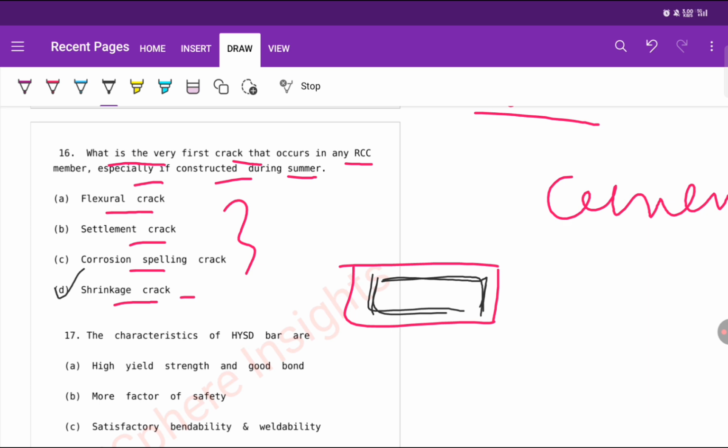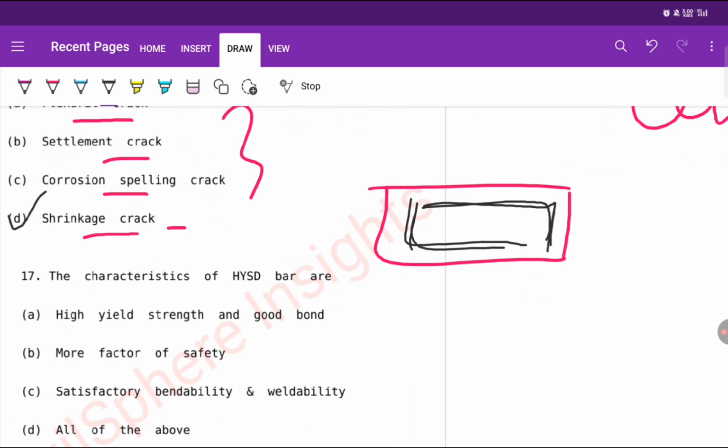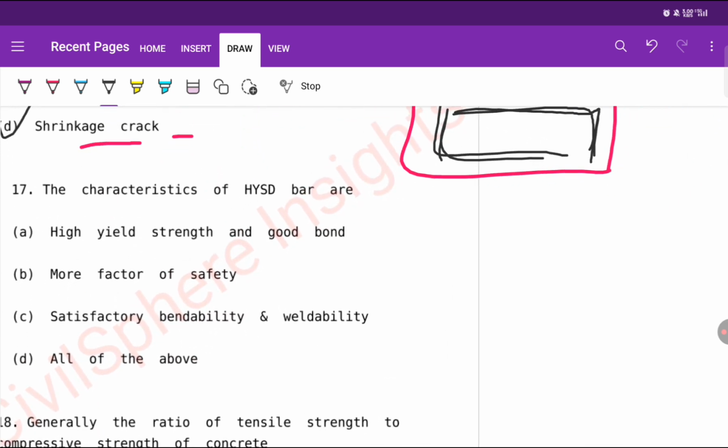Remember, shrinkage crack occurs due to the loss in moisture content. Okay, coming to the next question, question 17. The characteristics of high yield strength deformed bar are... HYSD means high yield strength deformed bar.